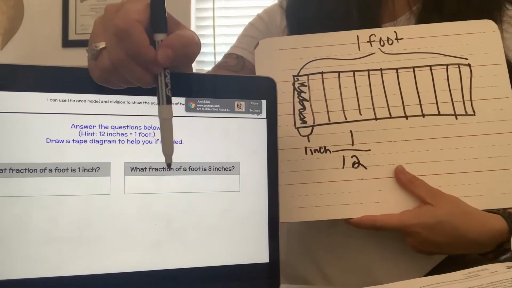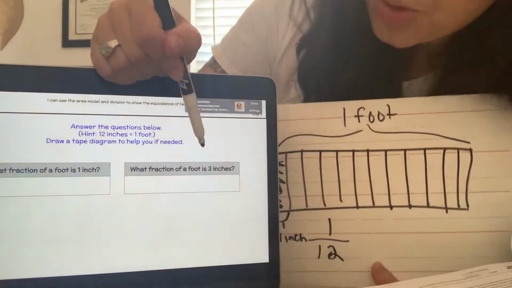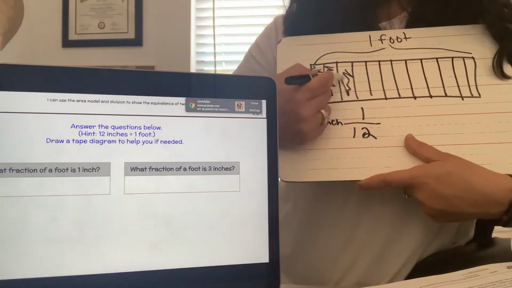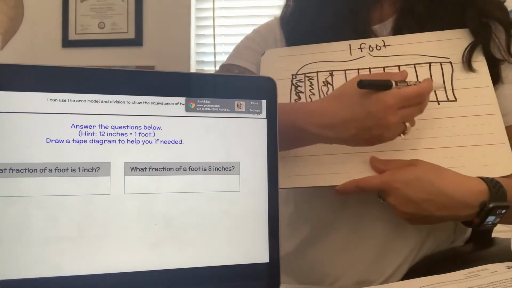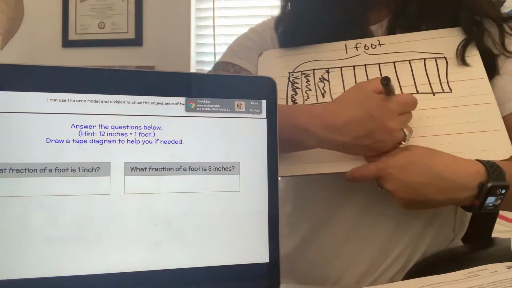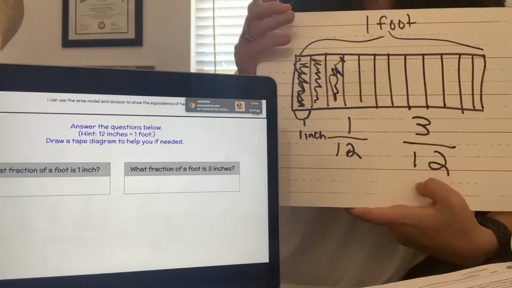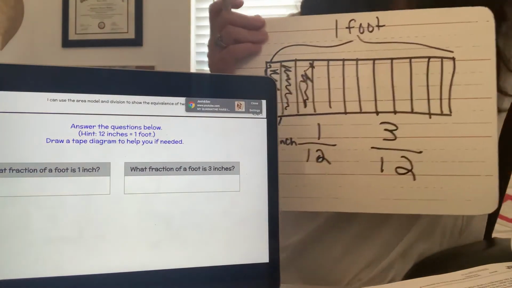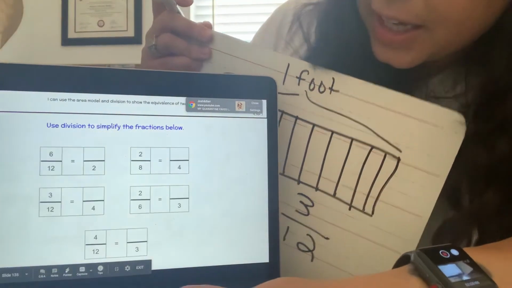So for the fraction, to answer this question, 3 inches out of 12 inches are shaded in. So my fraction is going to be 3/12. Okay? So let's see. Now let's get into some dividing.